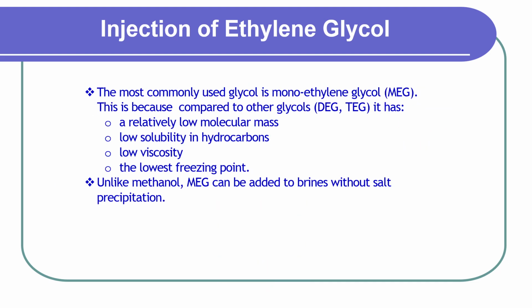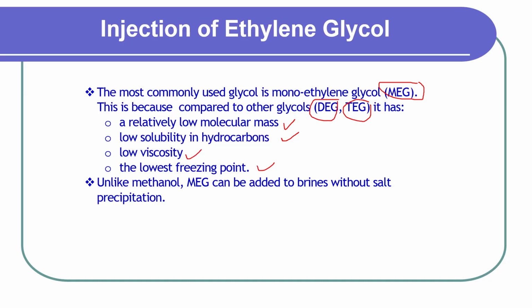Now, once we talk about injection of glycol, we are talking about different types of glycol. We are talking about monoethylene glycol, diethylene glycol, and triethylene glycol. Monoethylene glycol is normally always preferable compared to DEG and TEG. And why is that? Because it has lower molecular mass, lower solubility in hydrocarbon, which is also a positive thing, low viscosity, and low freezing point.